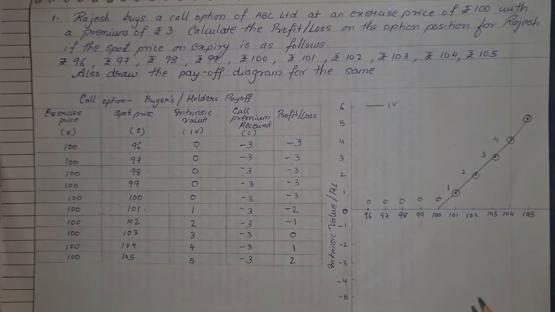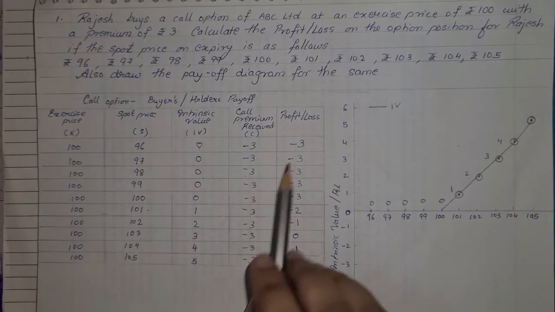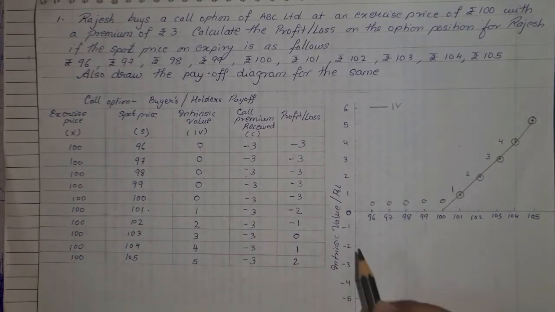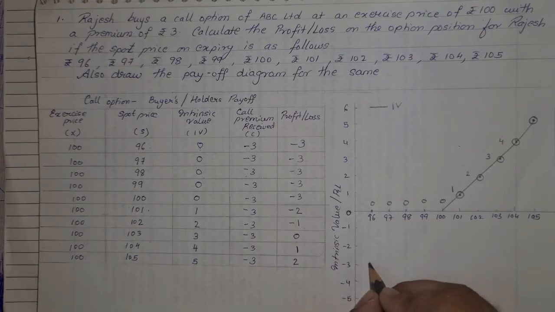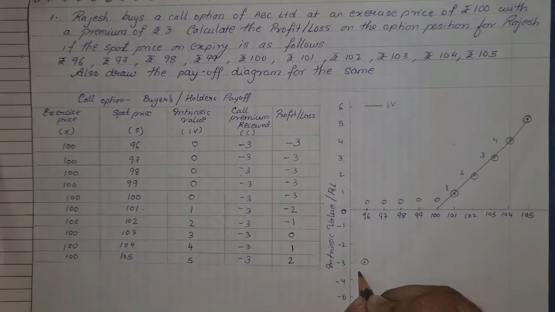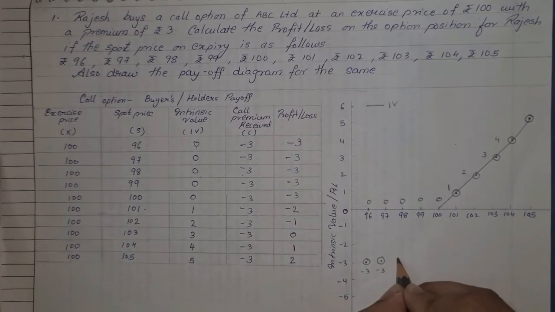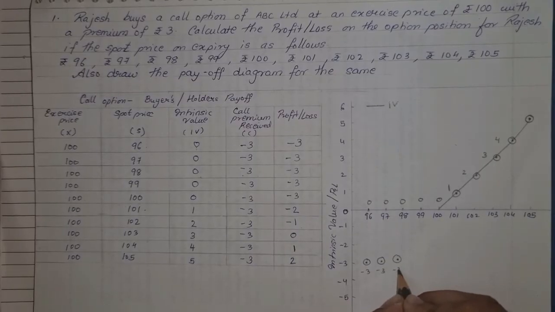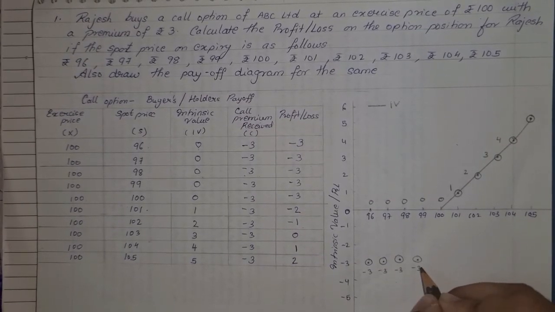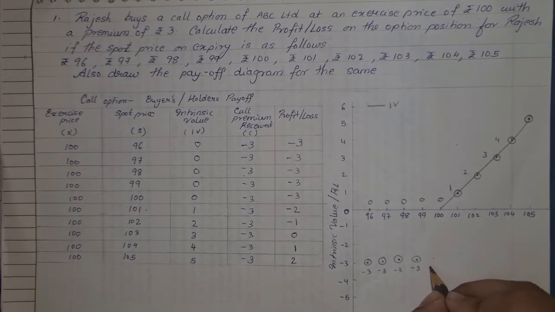Now similarly we'll have to make it for profit and loss. So now look at this. When your spot price was 96, okay, the profit was negative. Basically there was a loss of negative 3. So I'm marking it down as my negative 3. At 97 also it was negative 3. At 98 negative 3. At 99 again there was a negative 3. At 100 again there is a negative 3.